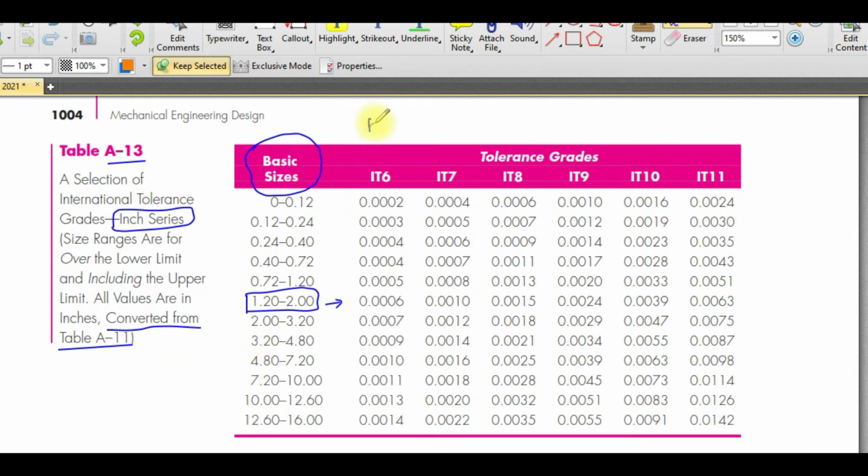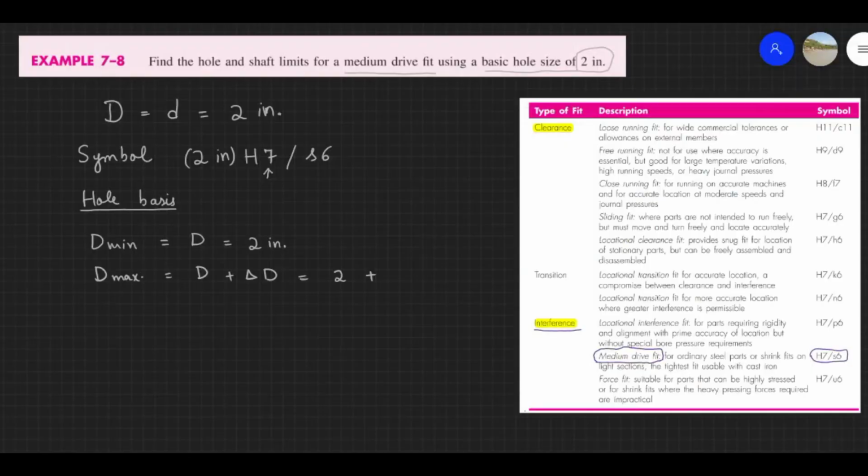And remember, the IT grade for our hole is 7. So corresponding to IT 7, we have this value of the tolerance, delta D. So this is our capital delta D. So we come back to our problem and we simply write here the value seen from the table, which is 0.0010, and this gives us the maximum hole size of 0.001 inches.